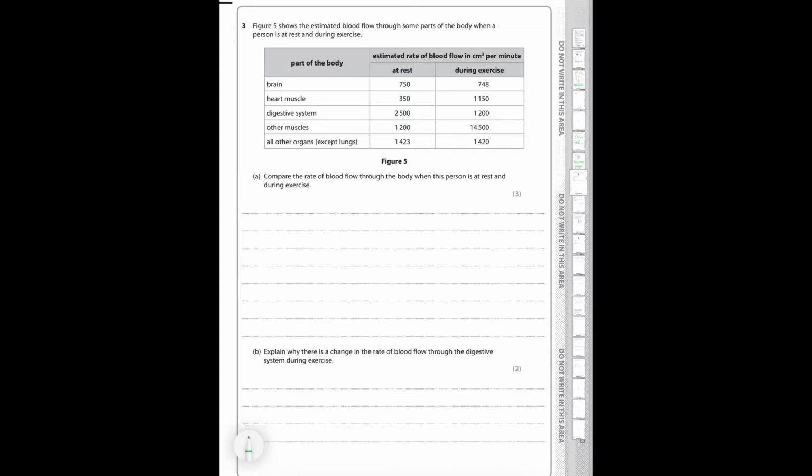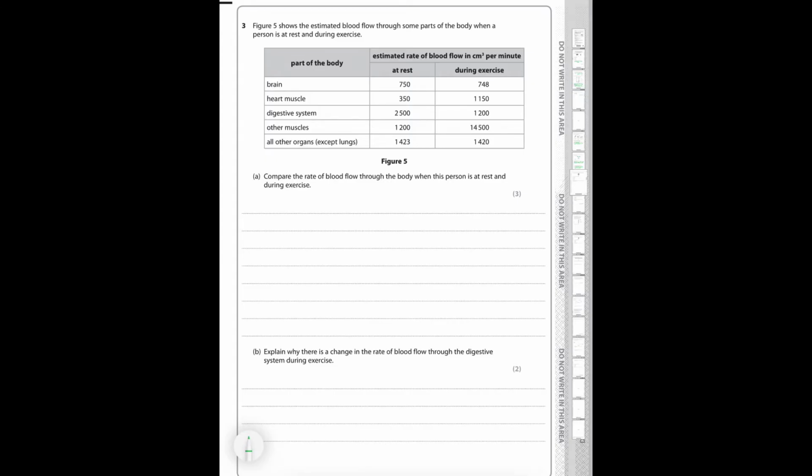In question 3, figure 5 shows the estimated blood flow through some parts of the body when a person is at rest and during exercise. So we have the brain, the heart muscle, the digestive system, other muscles, and all other organs except the lungs. Part A is asking us to compare the rate of blood flow through the body when the person is at rest and during exercise. So we're not explaining, we're just comparing.